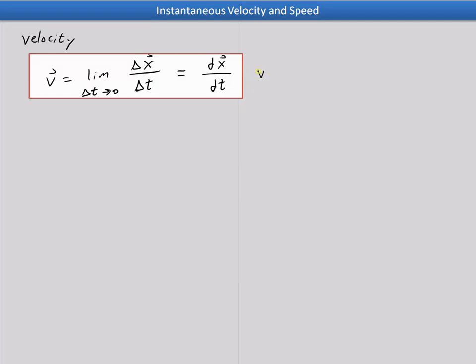And we'll compare that with speed. Speed is just the magnitude of the velocity. So that's an easy one. In other words, speed leaves out the direction part, whereas velocity includes both that magnitude and the direction.